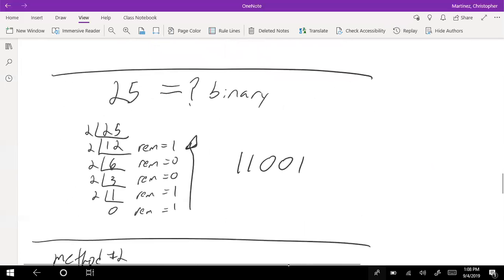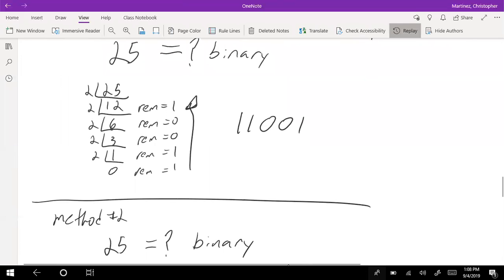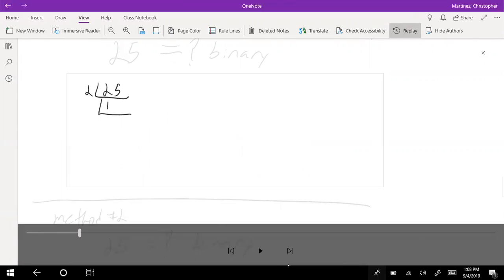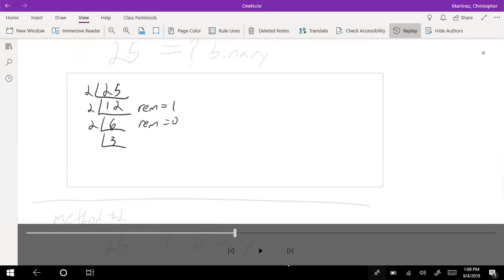Let's look at 25. So if I have 25, what value is that going to be? All right, so I start with 25, and divide it by 2. I'll have a result of 12 and a remainder of 1. I'll take the 12 divided by 2. I have a result of 6 and no remainder. Take the 6 divided by 2. Result of 3, no remainder. Take the 3 divided by 2. Result of 1, and I have a remainder of 1. Take that 1 divided by 2, I'll get a 0 and a remainder of 1.